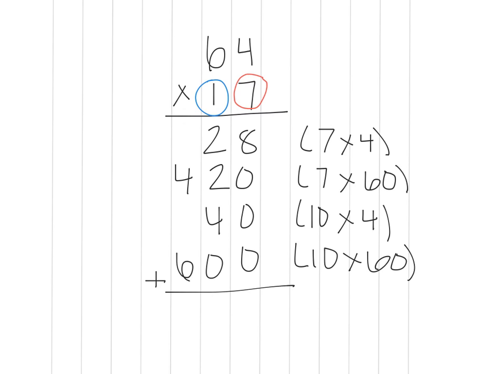And so here, now that I've used those columns, everything is very organized. I'm going to have 8 ones, 8 tens, and 10 hundreds. And so the product of 64 times 17 is 1,088. Now, it's really important, again, as we remember, place value is important.